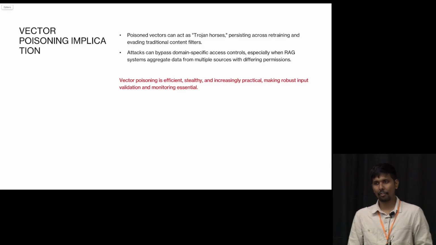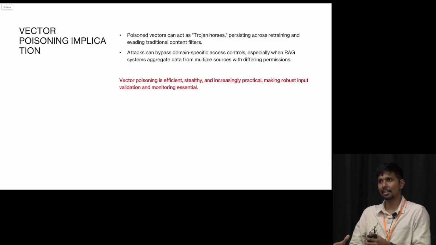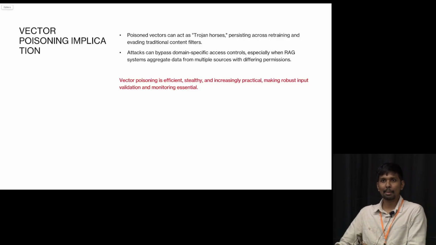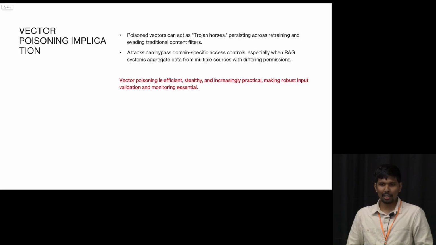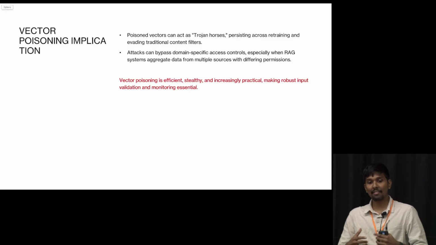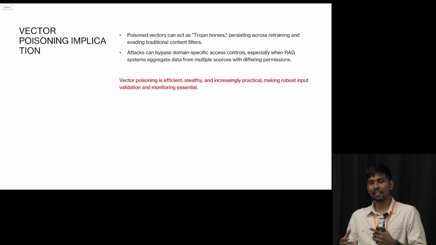From what we see, when a vector database is ingested with poisoned embeddings, those embeddings act as Trojan horses. They persist there, and even retraining the model doesn't help. The second point is that they can even bypass domain-specific access controls.